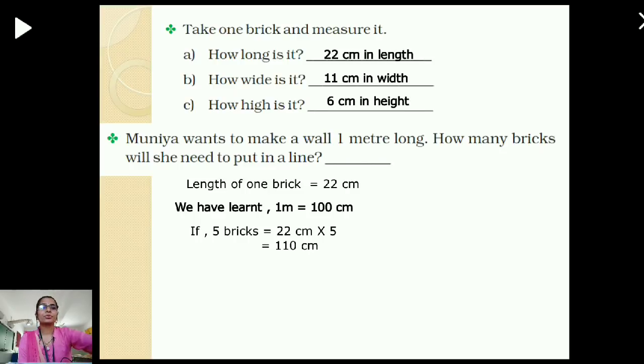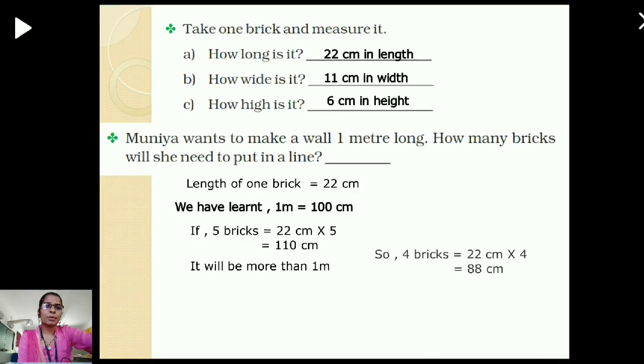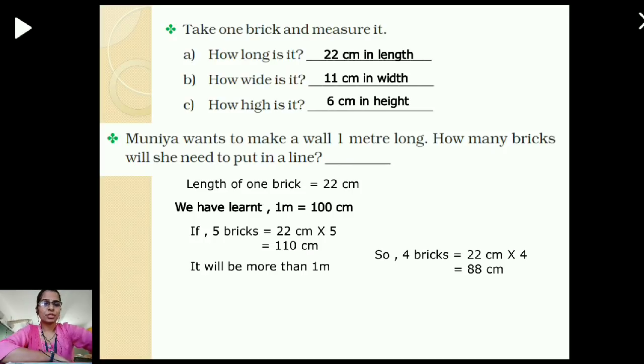So what to do? I will have to take 4 bricks. It will be a little less than 1 meter, but 4 bricks of 22 centimeter will become 88 centimeter, right? And a 5th brick you can use, but it can be of a little smaller length. Like I have also shared with you, bricks are being made of different lengths, sizes and shapes. Smaller bricks are also made for certain construction patterns.